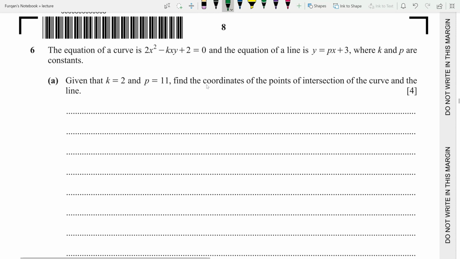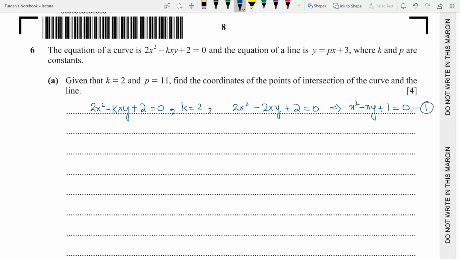We know that to find the point of intersection, we need to solve the given equations simultaneously. The given equation of the curve is 2x² − kxy + 2 = 0. In this case, k = 2, so the equation of the curve will be 2x² − 2xy + 2 = 0. Further solving, we have x² − xy + 1 = 0. This is equation 1, the equation of the curve when k = 2.